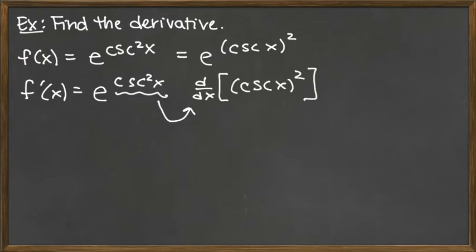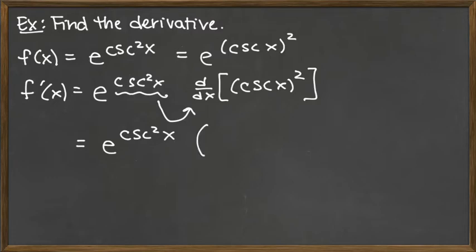And so to finish off our derivative, we're going to have to take the derivative of cosecant of x squared, and that itself is a chain rule too. And so let's keep going here. We've got e to the cosecant squared x. And then to take this derivative, we have it of the form something ugly raised to a power 2. So this is like a power rule, but we have to pull out the derivative of the inside.